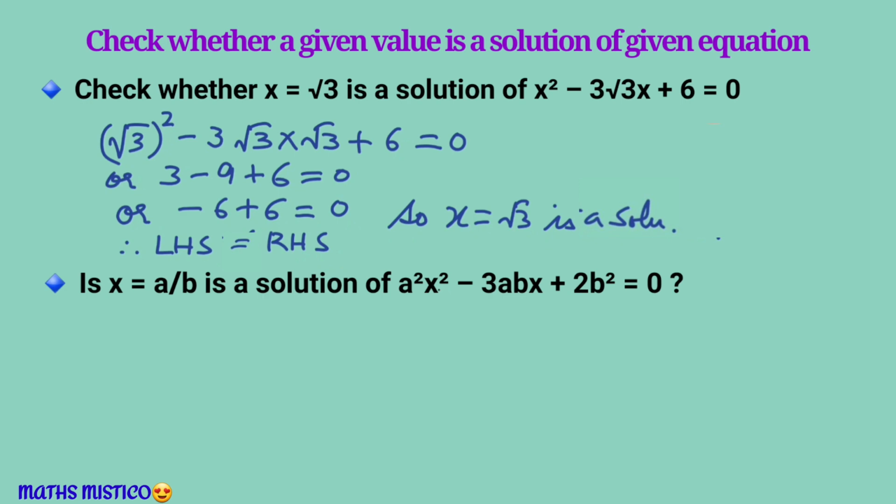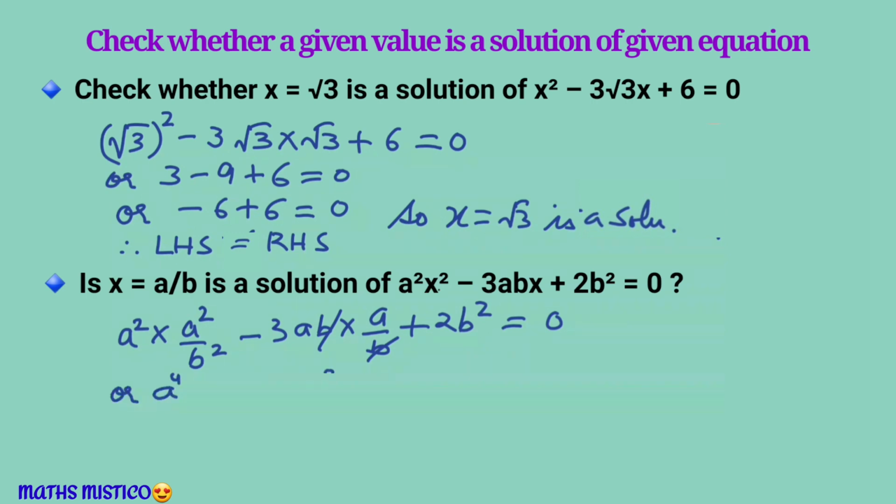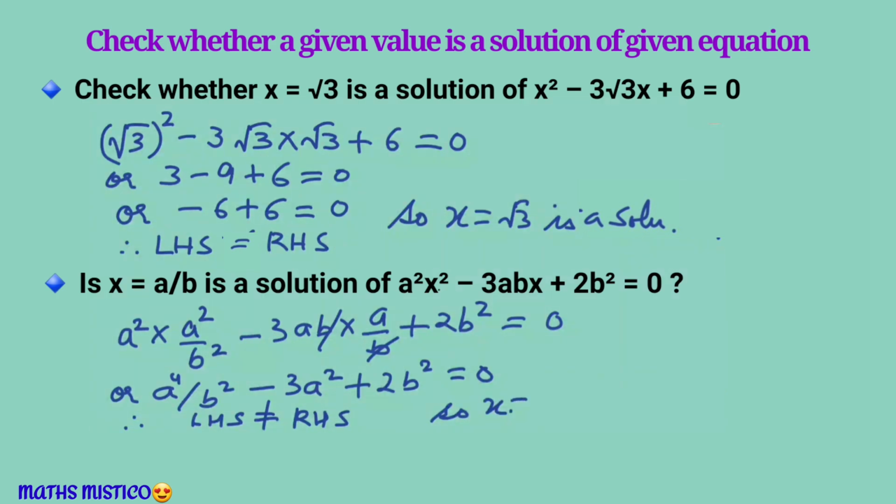So I'm replacing its value everywhere. And I have a square into a square upon b square minus 3ab into a upon b plus 2b square equal to 0. As there are denominators, we may cancel wherever possible. So finally I get a raised to power 4 upon b raised to power 2 minus 3a square plus 2b square equal to 0. The left hand side is an algebraic expression and it cannot be solved further. So it clearly means that left hand side and right hand side are not equal and hence this is not a solution. Understood?